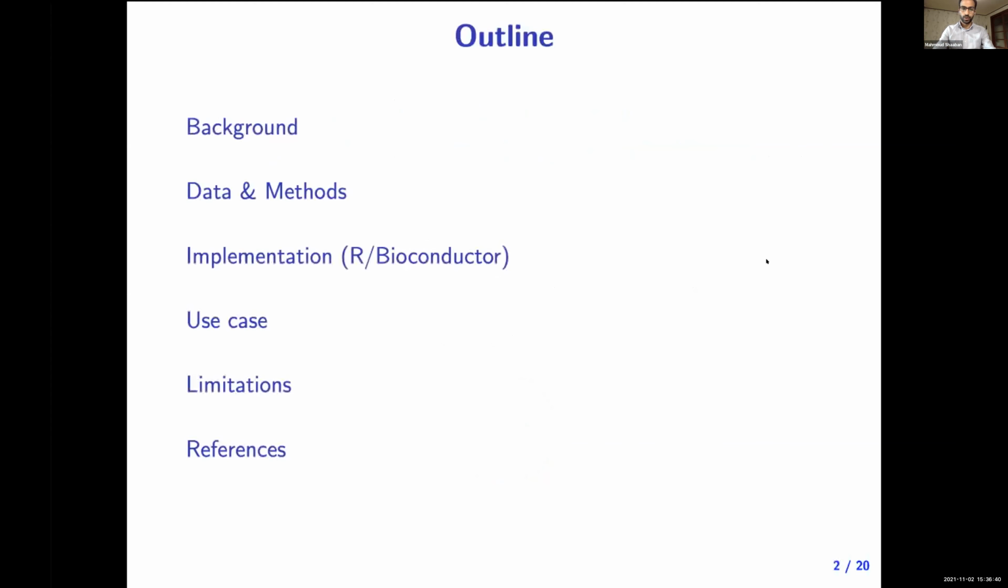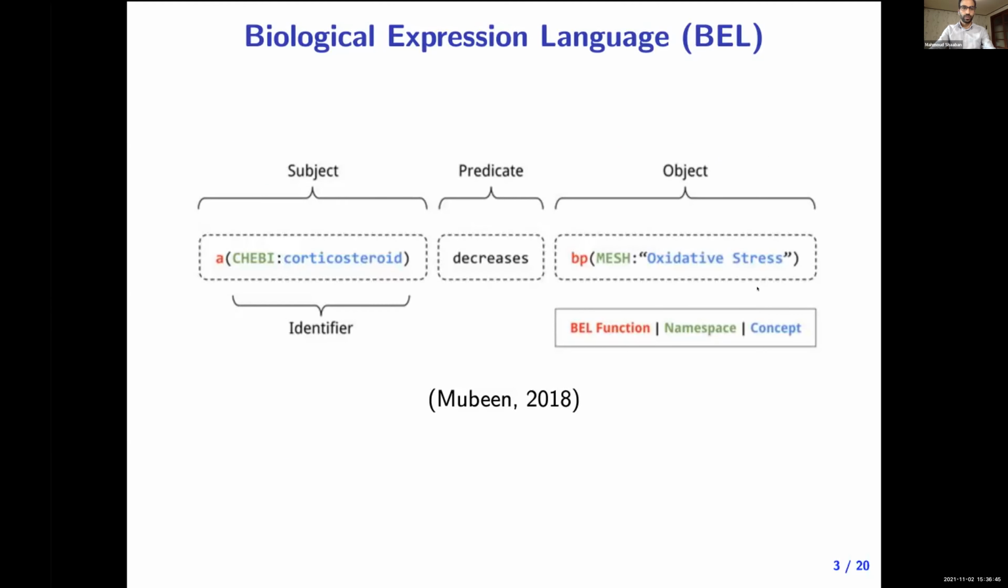This is a brief outline of the presentation, and I will start by explaining the background with two introductory slides. The first is about what the biological expression language is. The biological expression language, or BEL for short, is a way to code biological interactions into a standard format, so that you can take the knowledge from the literature and transfer it between studies in a standard way, and then perform computation on it.